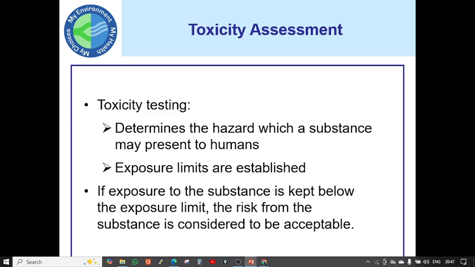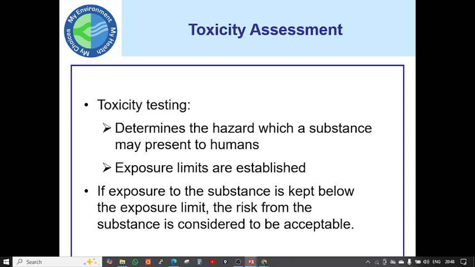Then toxicity testing. So what is this? If knowingly or unknowingly some toxic substance enters your body and you do not know, let's say, and some adverse effects are shown, what do you have to do? You have to go for a blood test or something. Testing is very much necessary in order to know what kind of toxic substance entered your body. So toxicity testing determines the hazard which a substance may present in humans.